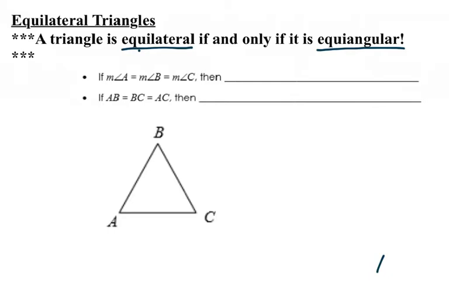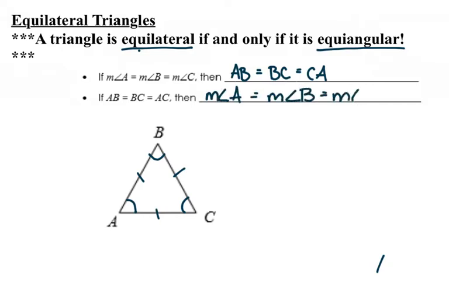If the measures of angles A, B, and C are equal, then side AB has to be equal to BC, which has to be equal to CA. So it's saying the sides also have to be equal. The converse of that is if the sides are equal, then you automatically know the angles are equal to each other as well. So just working back and forth between angles and sides.